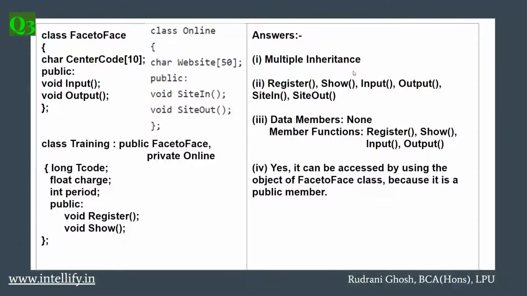We have discussed multiple inheritance. We have discussed which functions are accessible using the member functions. We have also discussed which member functions are accessible using objects. We have also discussed why output function and site out function are accessible from each other. So yes, they can be accessed because both are present inside class training.